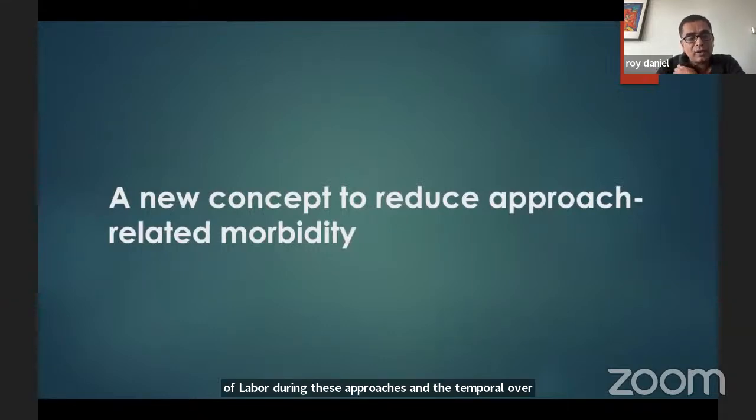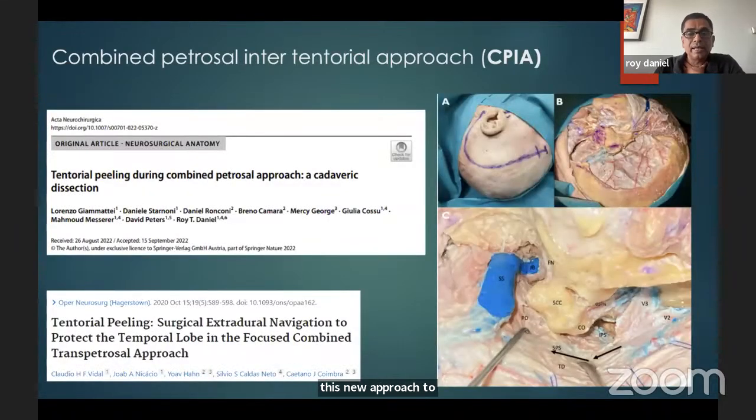Our work in the laboratory allowed us to develop this new approach to reduce at least the approach-related morbidity. And what we are trying to do is a tentorial peeling.